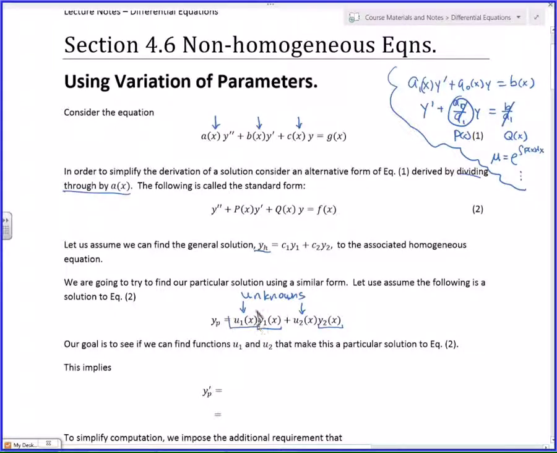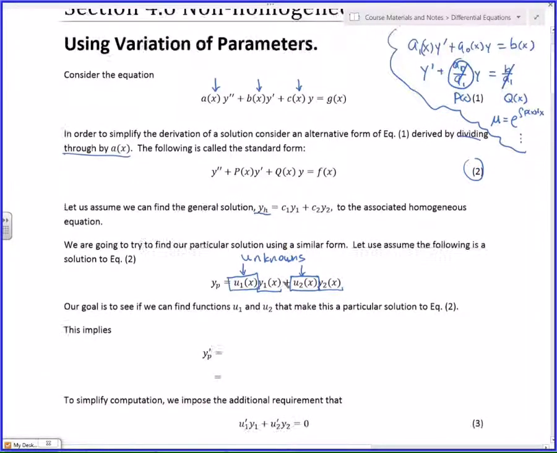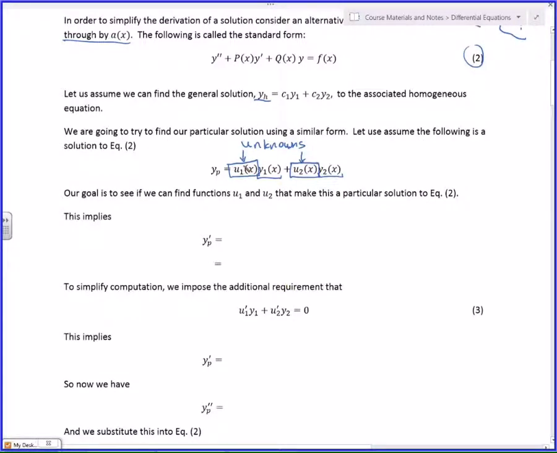So I'm looking for u1 and u2 that will satisfy equation 2. I know y1 and y2. I'm going to assume I can find them. Now can I find u1 and u2? And that's what the variation of parameters method does, it sets up equations to solve what u1 and u2 would be so that it satisfies the starting equation. I get an f of x on the right-hand side.